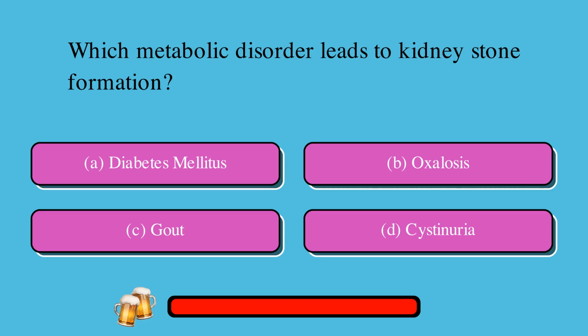Which metabolic disorder leads to kidney stone formation? A. Diabetes mellitus, or B. Oxalosis, or C. Gout, or D. Cystinuria? The correct answer is D. Cystinuria.